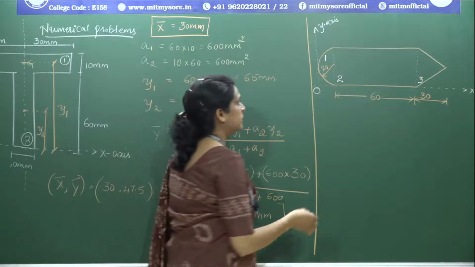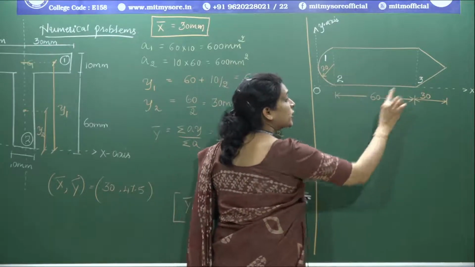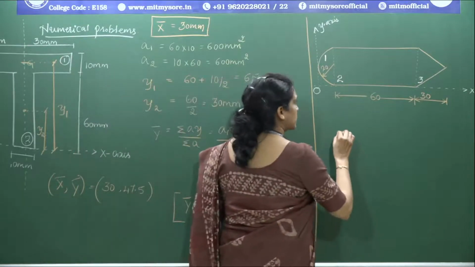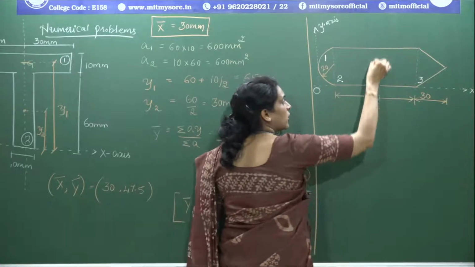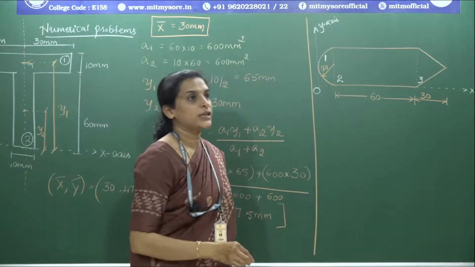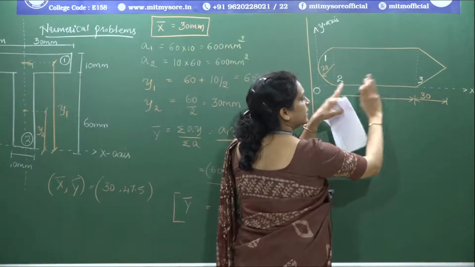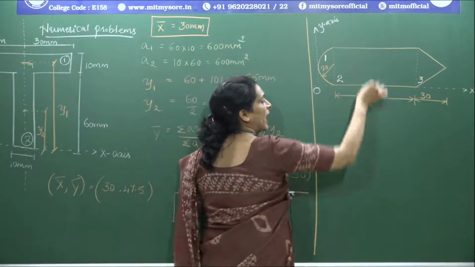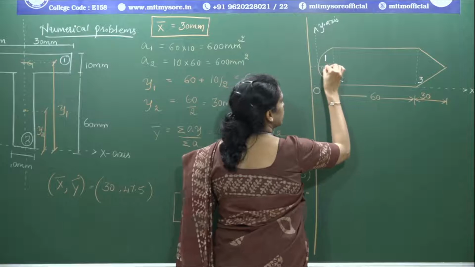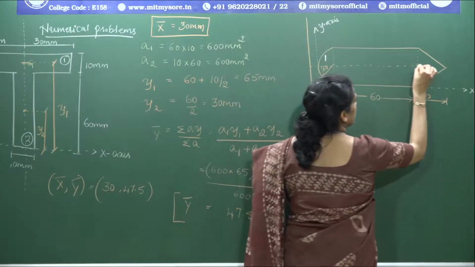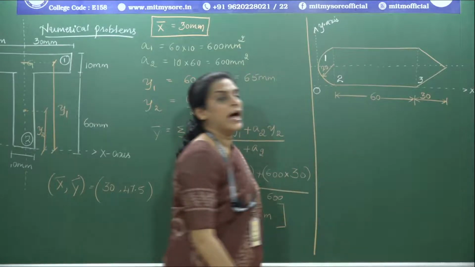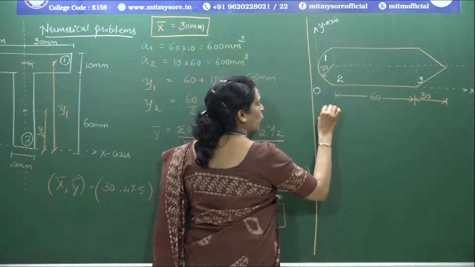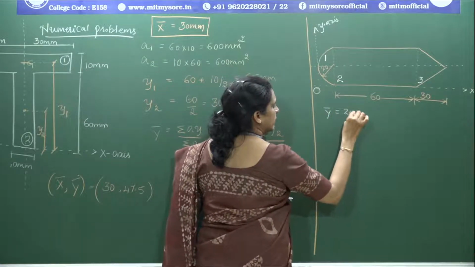The next thing is that we are supposed to check for the axis of symmetry. So where can I write the axis of symmetry? Can I write it with respect to y axis? Definitely no, because I don't get the mirror image if I write the axis of symmetry on y axis. So the axis of symmetry is on the x axis. So it means to tell that we have y bar as 20 mm.